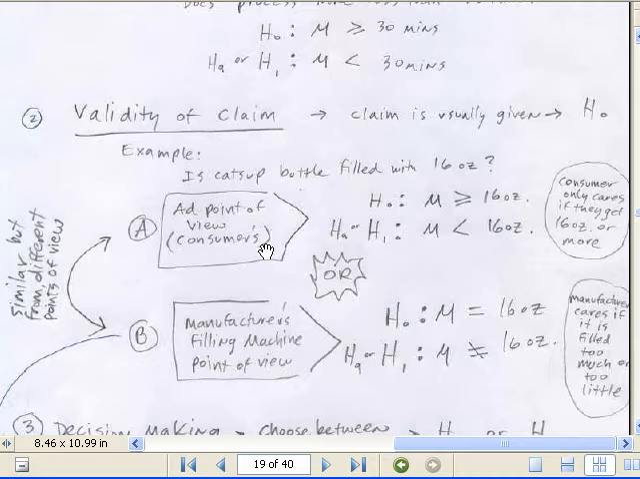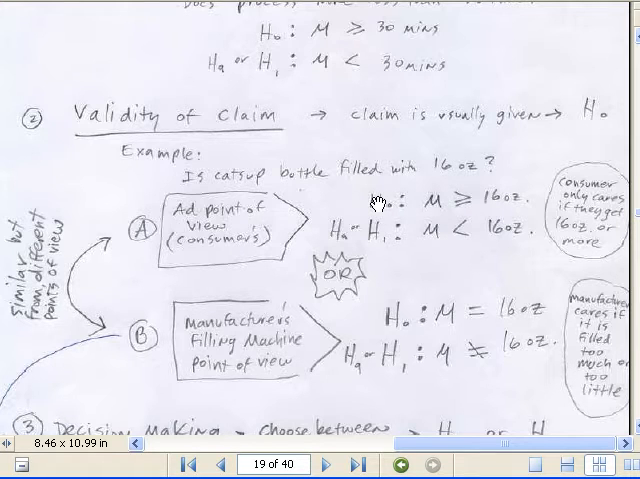Now imagine if you are a consumer. You see 16 ounces in an ad or on the label, right? Now the consumer only cares if they get 16 ounces or more. That's all they care about. What would bother them is if it was less. So this is the mu, the population mean. If the mu was less than 16 ounces, statistically significantly less, that's what they would care about.